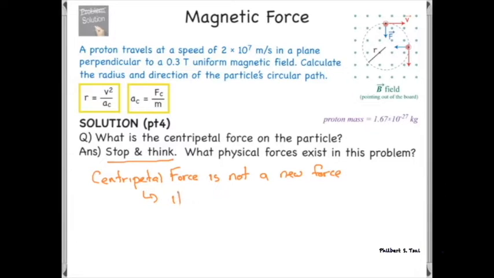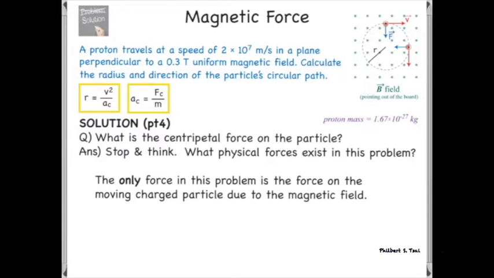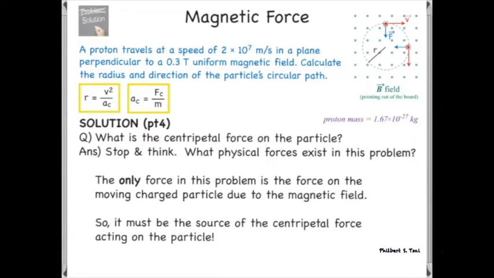Instead, it is simply a relabeling of existing forces. So what forces are there in this problem? Well, the only force in this problem really is the force due to the magnetic field. So we'll take the force due to the magnetic field, and we'll say that since that's the only force available, then that must be the source of centripetal force.